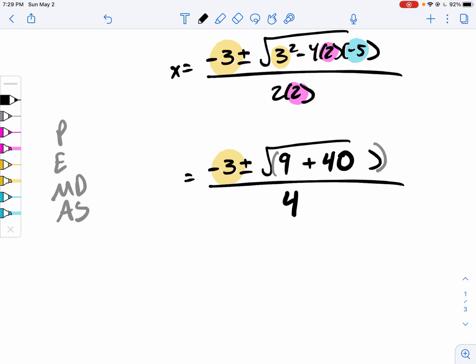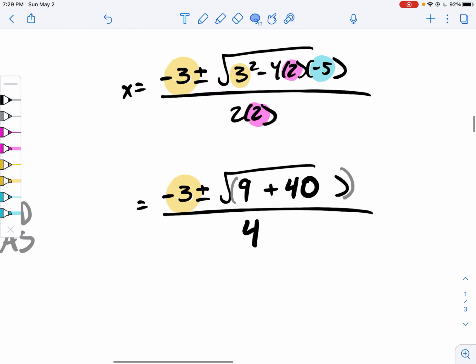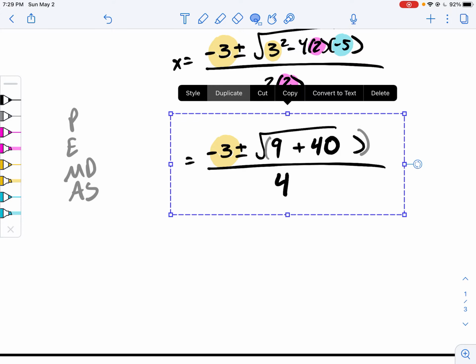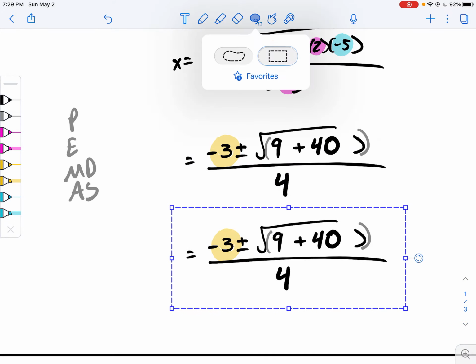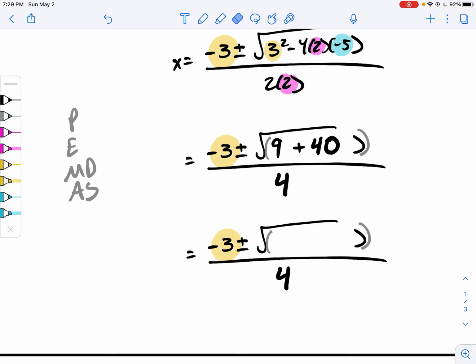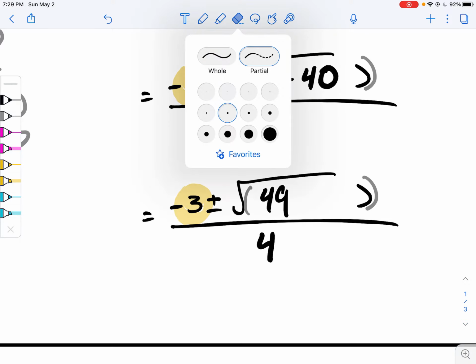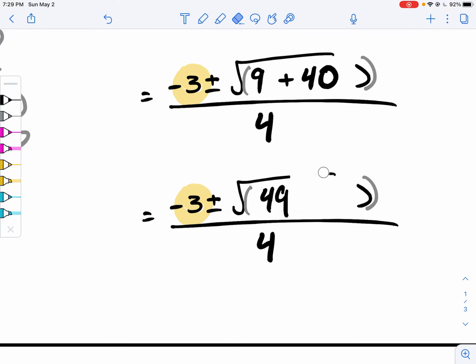Cool. Now it's very important that you show your work. So we're going to bring this all down on another step. 9 plus 40 is 49. Shocking, I know. So speaking of cleaning things up, we can shorten this. We don't need these parentheses anymore. We can shorten this division bar as well.